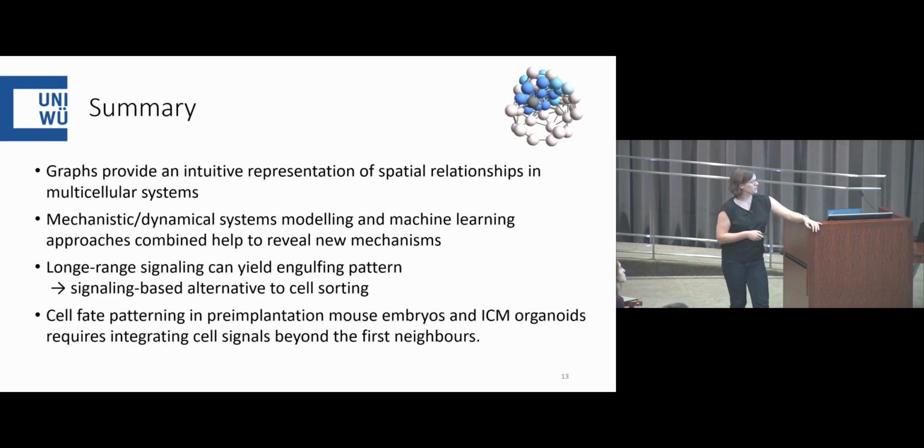I've shown you that with this long-range signaling, you can get this engulfing pattern. People have usually used cell sorting, which could also give you that pattern. This is an alternative to it. And finally, I've shown you that for the mouse embryo, it seems that nearest neighbor signaling isn't enough, but you need to go further.